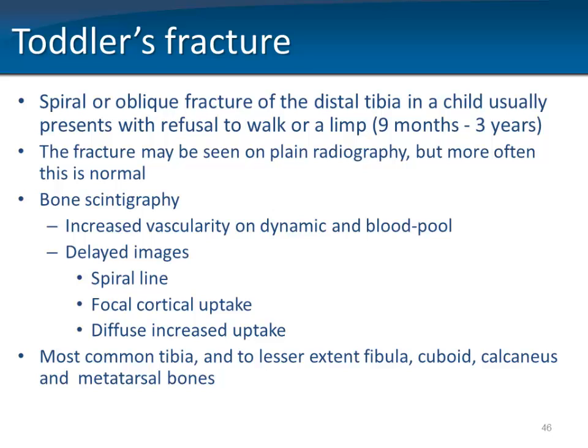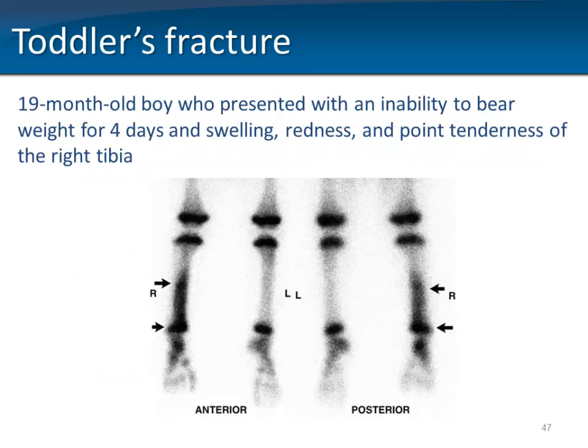It can be seen on plain radiography sometimes, but more often radiography is normal. What you see on bone scan is increased vascularity early on, and the delayed images can show you this typical spiral line, some focal uptake, or just a diffuse increased uptake. Again, the most common site is the tibia, but to a lesser extent other skeletal sites can be affected too.